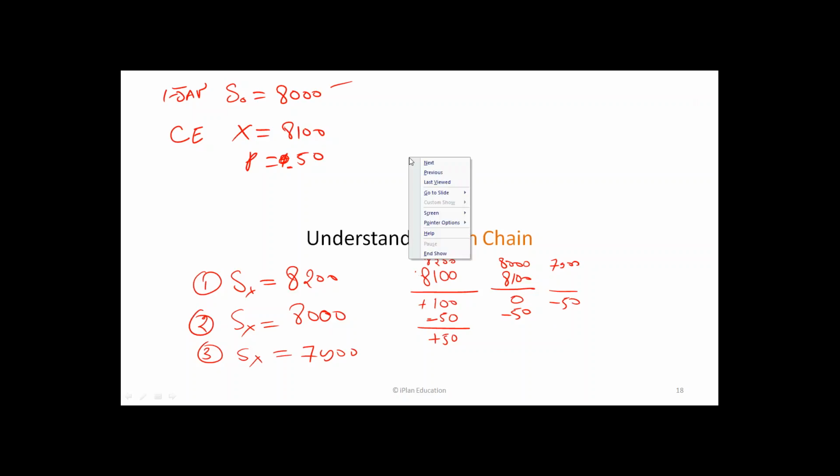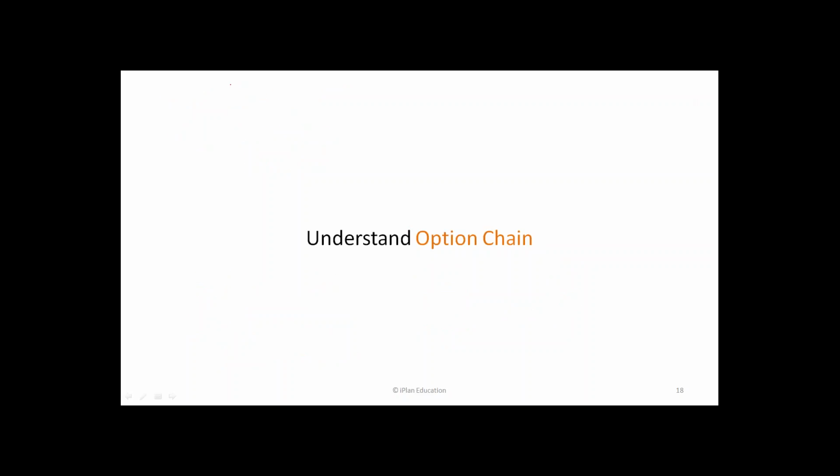Now let's take another example question. Let's suppose the spot was 8,000. I buy a European call for 7,900, and I paid a premium of 150.